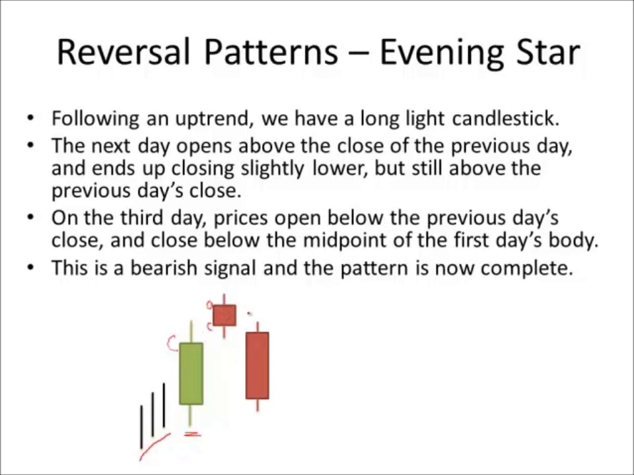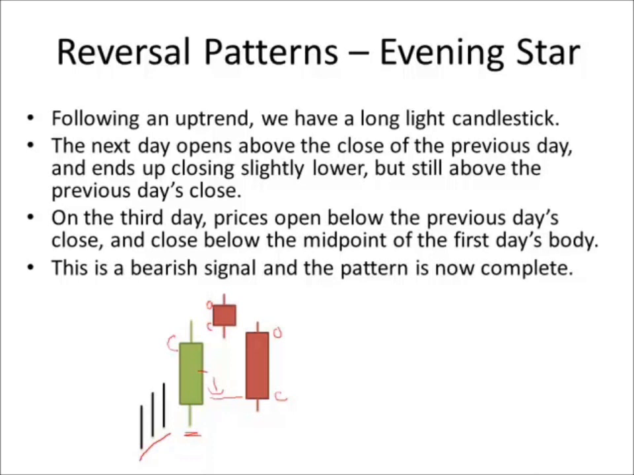Alright, the following day we have an open below the previous day's close. That is, this open is below this previous day's close, and a close below the midpoint of the first day's body. So this is the first day's body, this is our midpoint. The close here is below this midpoint. So these are three candlesticks, and together this makes the bearish pattern. The pattern is now complete. This signals a reversal. Because we started with an uptrend, it would mean a future downtrend.